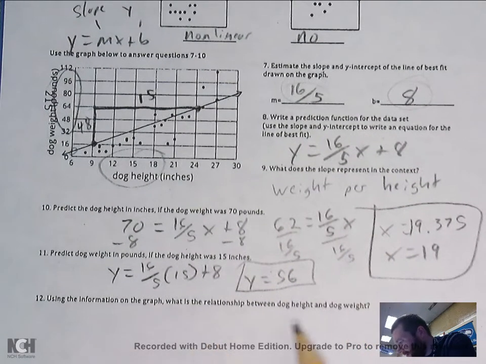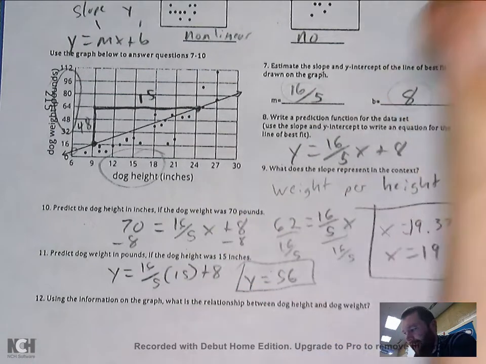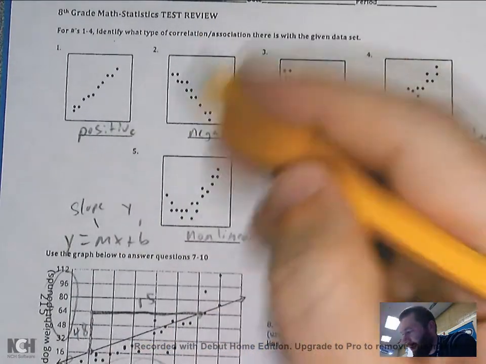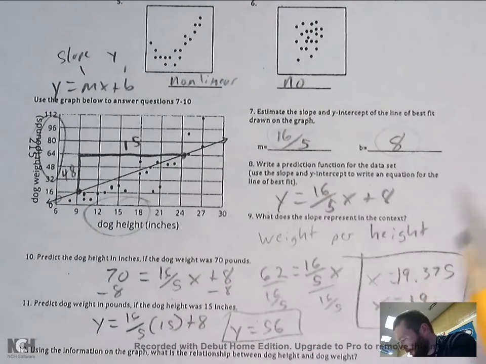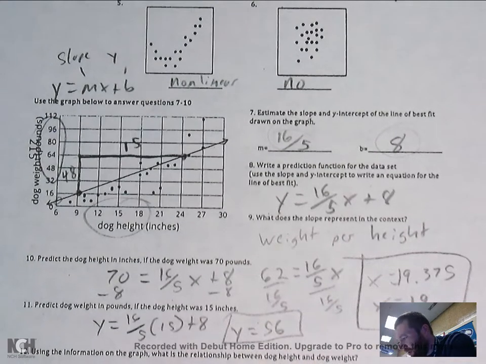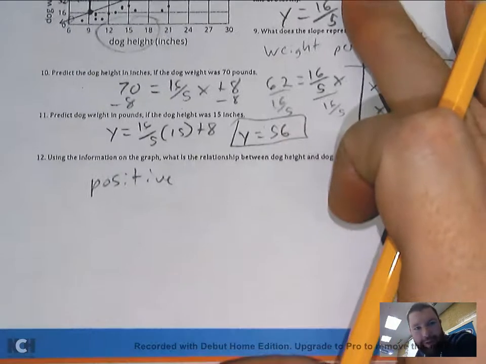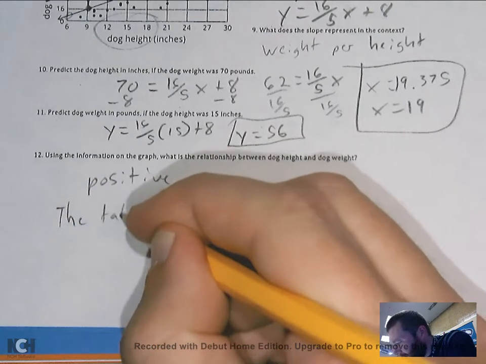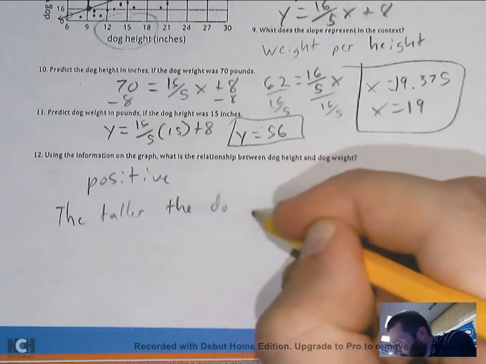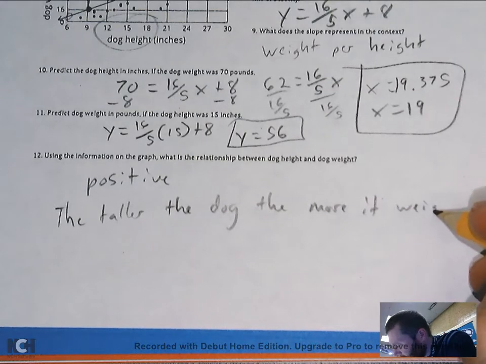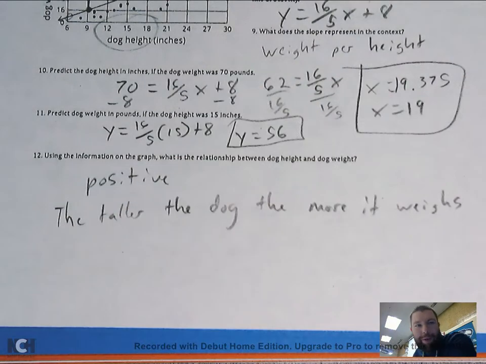Then, using the information graph, what is the relationship between the dog's height and weight? This is basically asking about the correlation or the association here. So it is a positive correlation, right? So you could write positive correlation. You could also actually describe it. So you could say the taller the dog, the more it weighs. Okay, and that's all it's really asking.